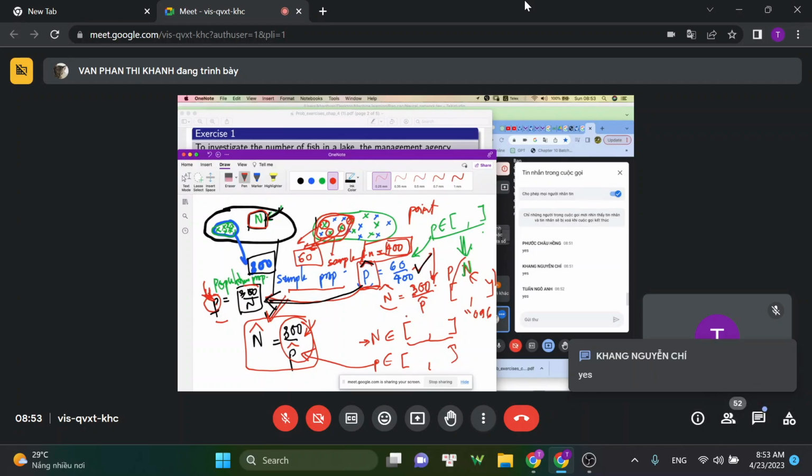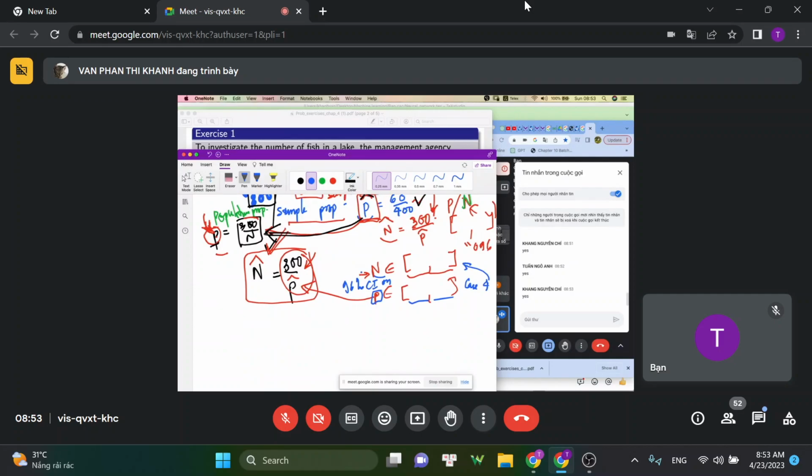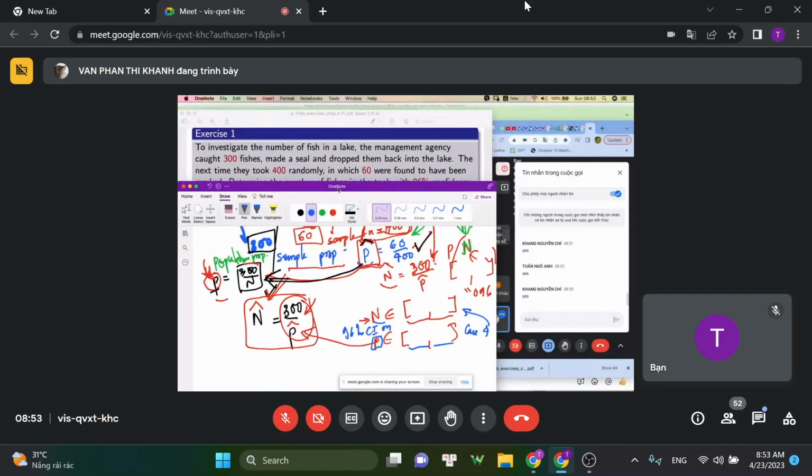Okay, so now please find the 96% confidence interval on the population proportion. So I want to find this interval. It's case 4, right? And after that, we have to find the range for n, please. So now you just have to apply the formula. What is E? What is the interval?